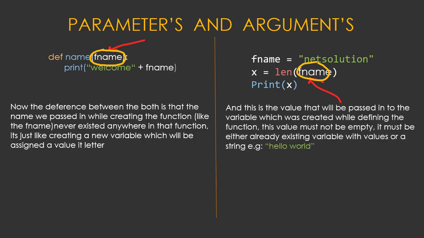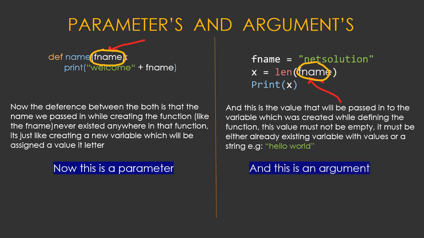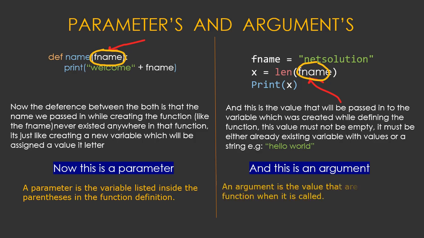This is a value that will be passed in to the variable which was created while defining the function. This value must not be empty. It must be either an already existing variable with values or a string, for example, hello world. So the argument is the value we are going to pass in to the variable we have created when we are defining the function. Now this is a parameter and this is an argument. A parameter is the variable listed inside the parentheses in the function definition. An argument is the value that is sent to the function when it is being called.